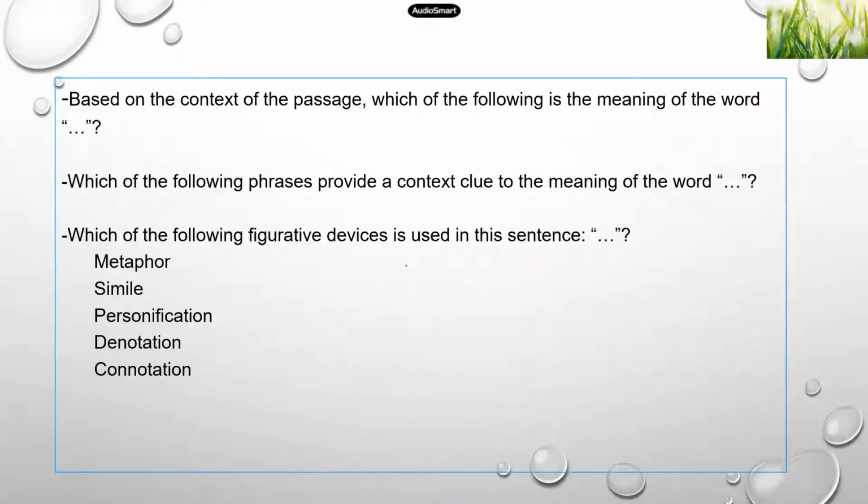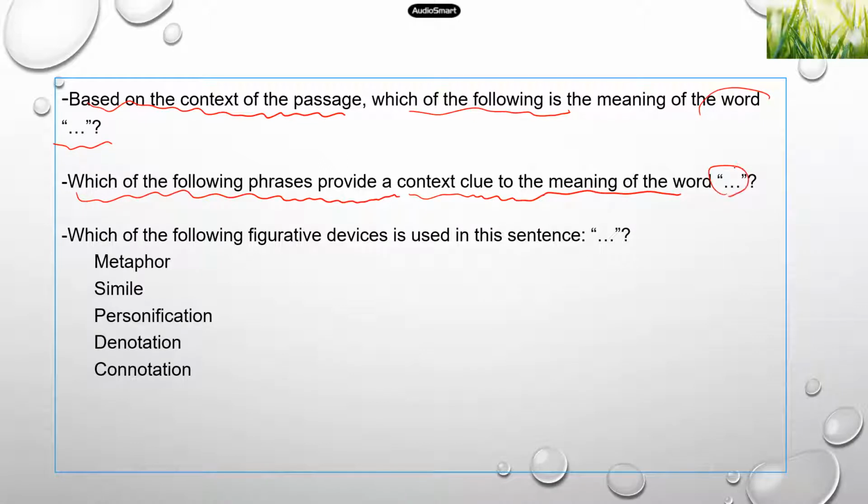So you may see a question like, based on the context of the passage, which of the following is the meaning of a particular word? So it could be any word from the text. Usually it's a word that you don't see a lot. And second, which of the following phrases provide a context clue to the meaning of the word? Again, it's going to give you a word that's not very common. And based on the context, hints and clues given by the writer, you can guess what the word means.